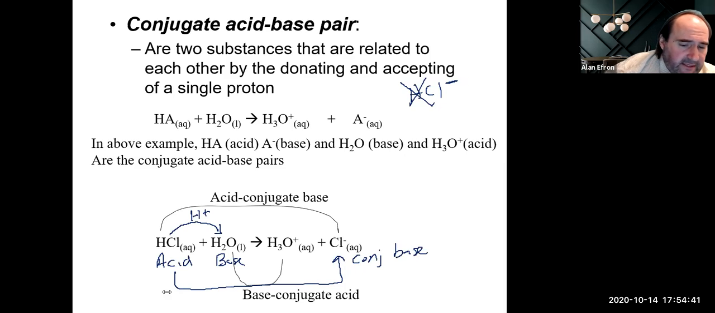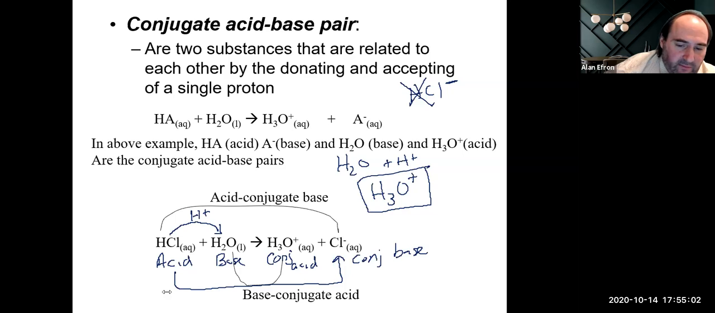While the base here, water, will accept the H plus, and its partner on their side will become H3O plus, which is our conjugate acid. So again, if you just think about water being the base plus an H plus, you add all those things together, that gives you 3 H's, an O, and a plus. So that is what is formed over here.